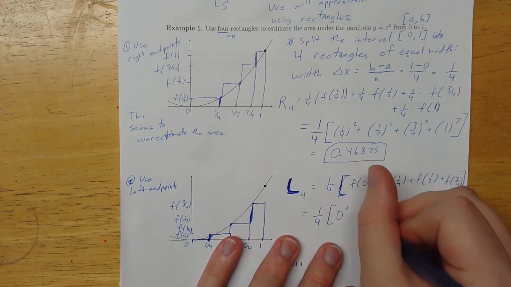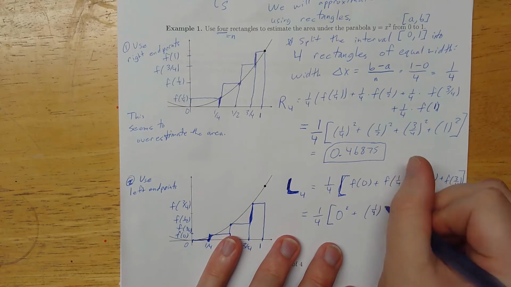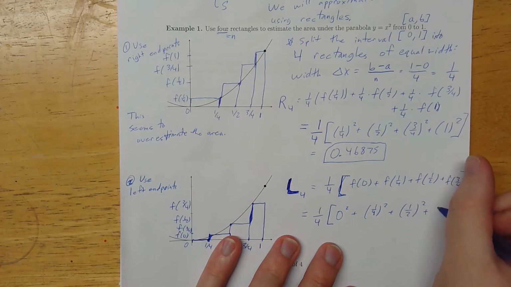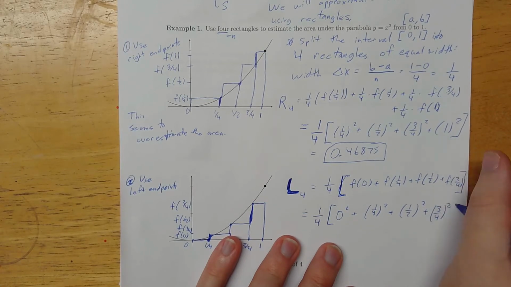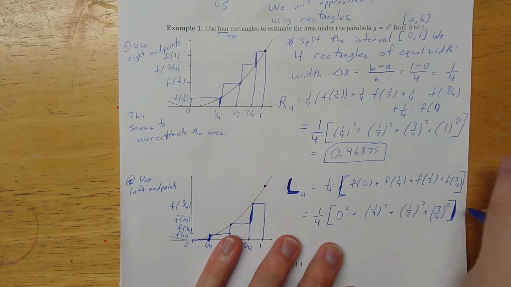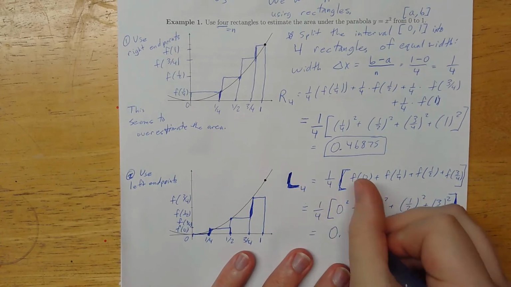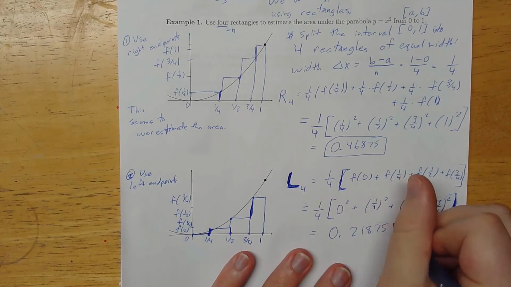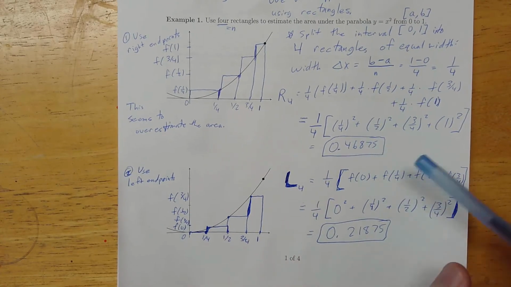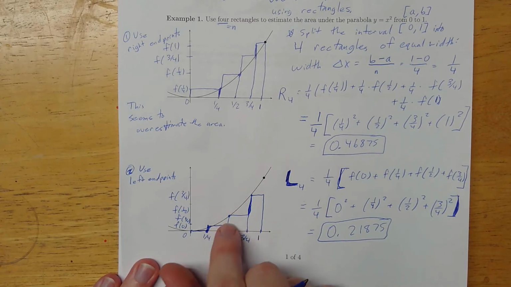So 0 squared plus 1/4 squared plus 1/2 squared plus 3/4 squared. And all of this, of course, is times a fourth. So this is 0.21875. And what you might notice about this, one, it's a different number than what we got here. Again, these are just estimates. But all these rectangles are underneath our function.